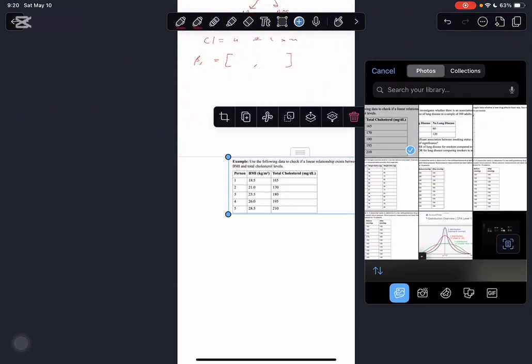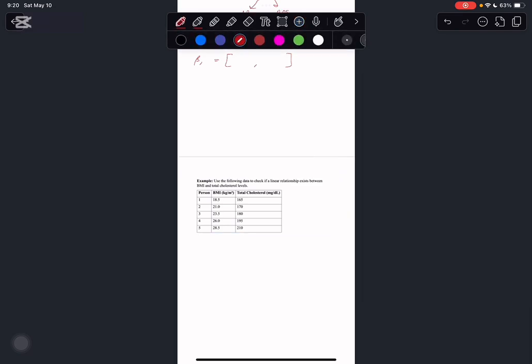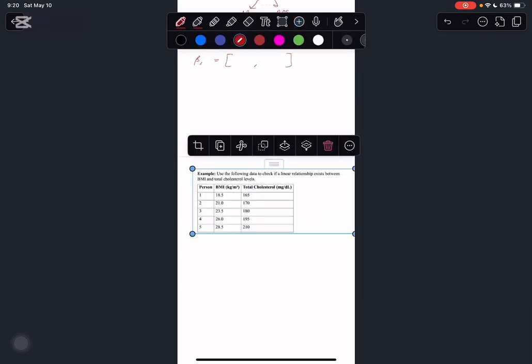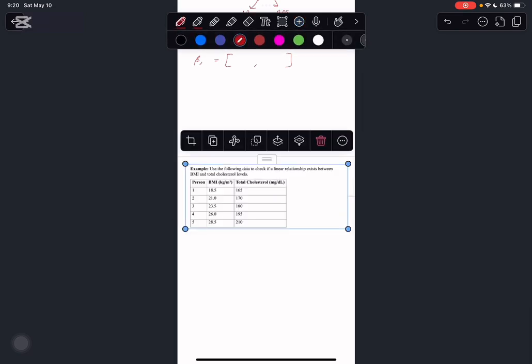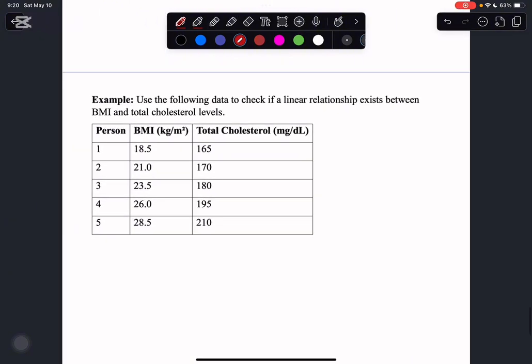So now, the first example and the last example is this question. They gave us the BMI and the cholesterol level of 5 people. They told us to find a linear relationship. That means I want to find y equals mx plus b. I want to give them an equation that explains the relationship between BMI and cholesterol.